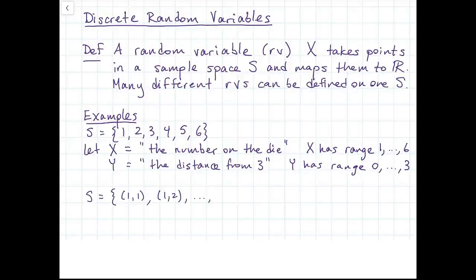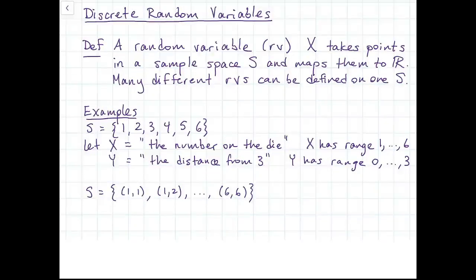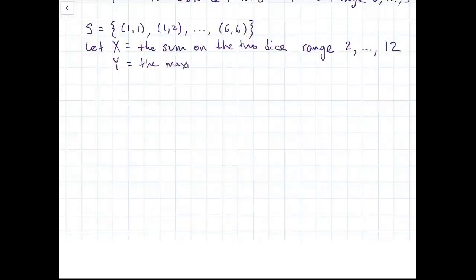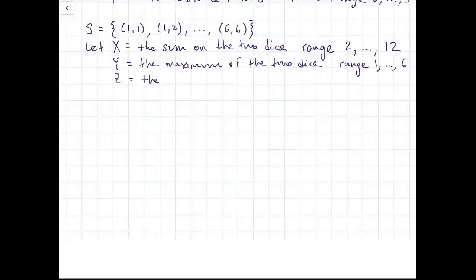Another example: let's say we roll 2 fair six-sided dice, then our sample space would have 36 points. We could let X equal the sum on the 2 dice, and then the range of that random variable would be 2 through 12. They wouldn't all be equally likely, but it could be any of those values. We could also let Y be the maximum of the 2 dice, and then the range would be 1 through 6, or Z be the difference between the 2 dice, and then the possible values would be 0 through 5.